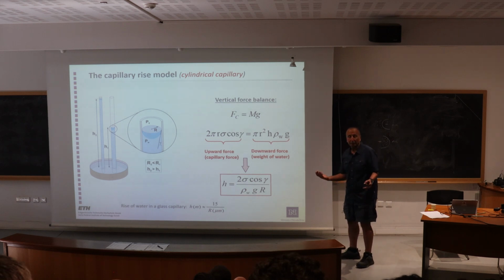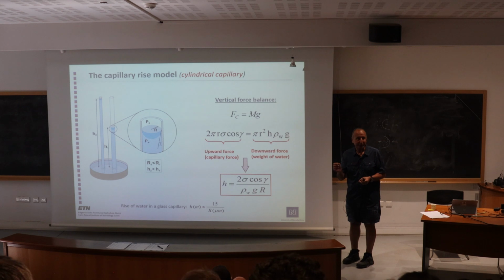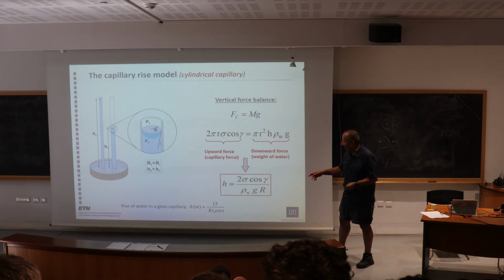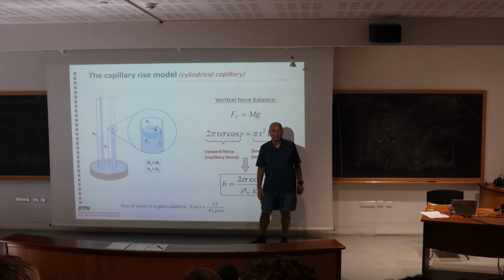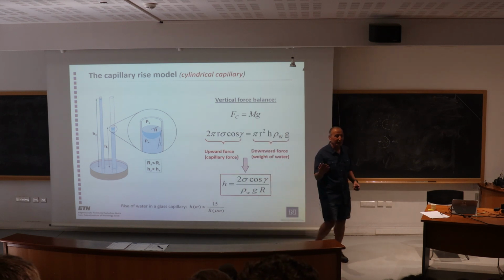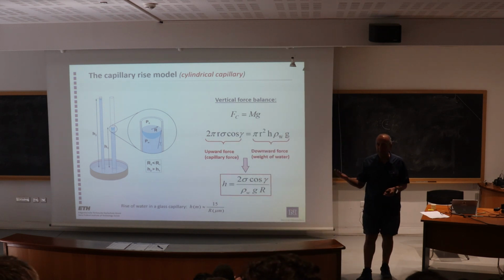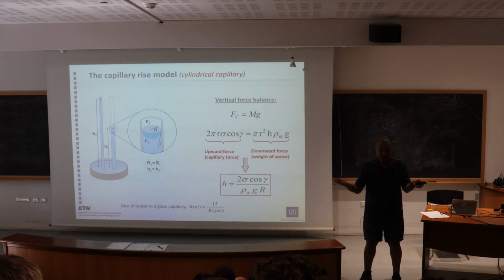Okay? If you want to impress your friends, you're sitting in a bar and said, well, I can tell you what the capillary rise of 5 micron is. You basically take h in meters, 15 over the radius in microns. And so if you have 5 microns and your friends say, what will be the capillary rise? You can tell them 3 meters. Yeah, perfect. You see, everybody's impressed.